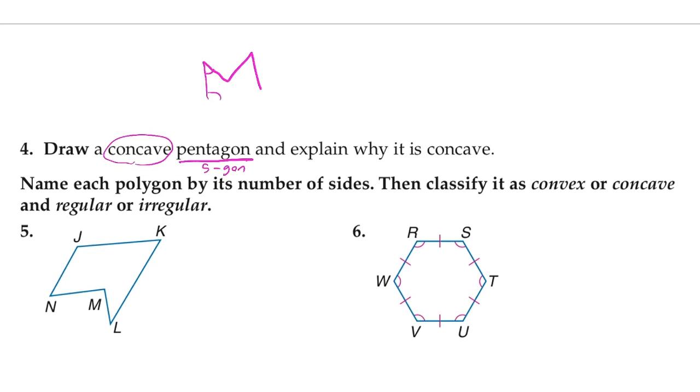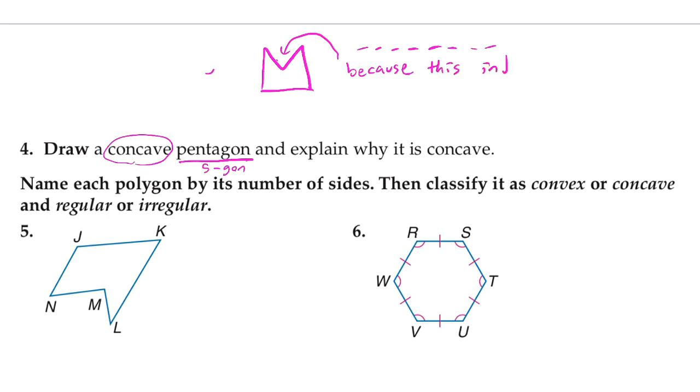Okay, so concave pentagon, we just need 5 sides and an indent. Well, that's really easy. We just go like this. Here's an indent. How many sides is that? 1, 2, 3, 4. Oh, there's 5. Done. Okay, and explain why it's concave. And you just go, whoop, because, well, you're right. It is concave because of this indent, this cave.